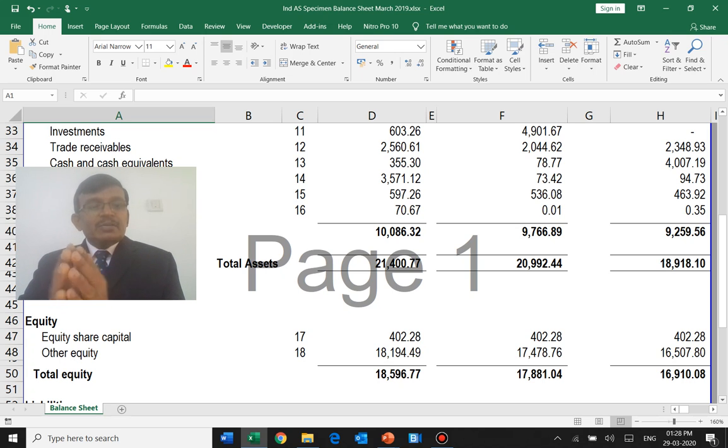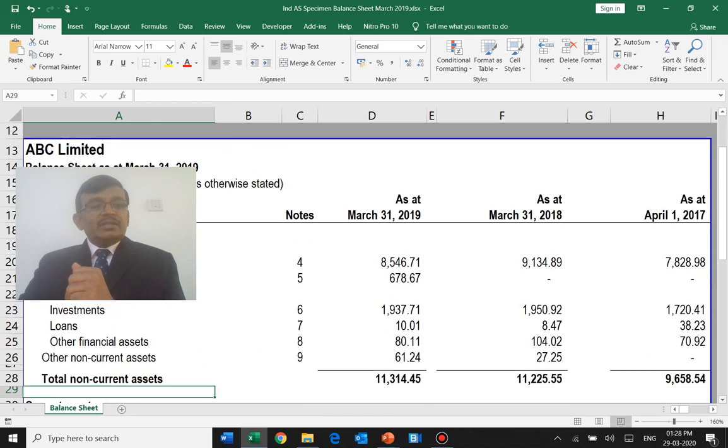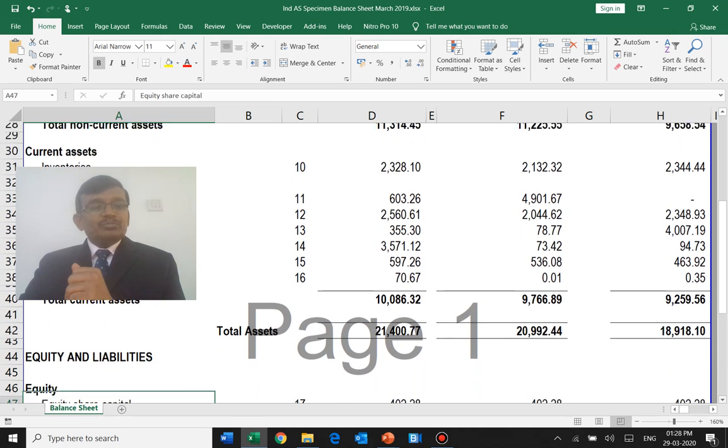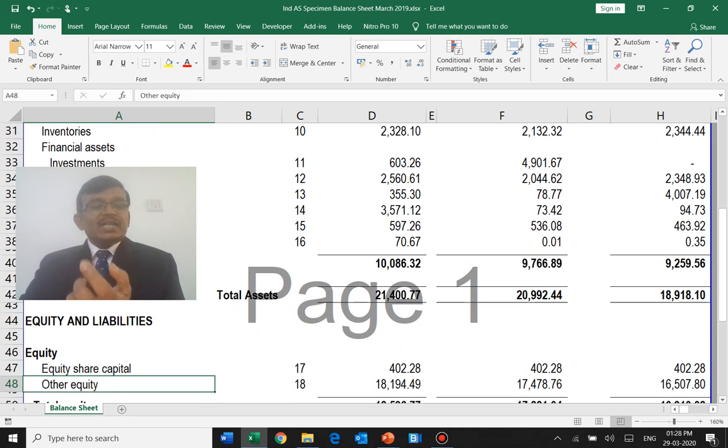There could be compound financial instruments like convertible preference shares or convertible debentures. If an equity portion is also available according to Ind AS 32, then that equity portion will be part of the other equity. So except equity share capital, all other items will form part of other equity. And the sum total of equity share capital and other equity will normally flow from the statement of changes in equity, which is a new component under Ind AS. Equity share capital and the other equity put together is the equity.